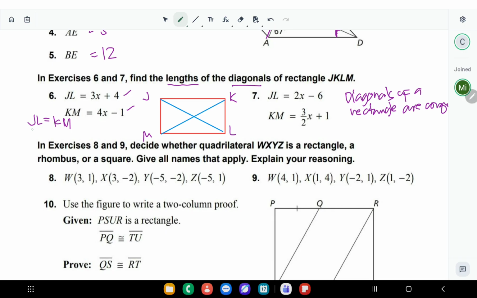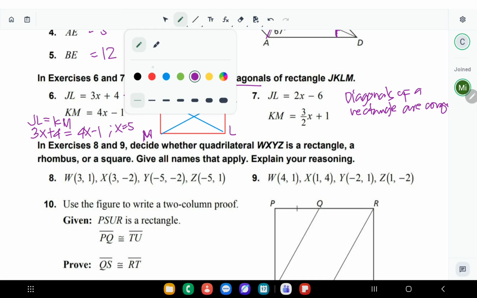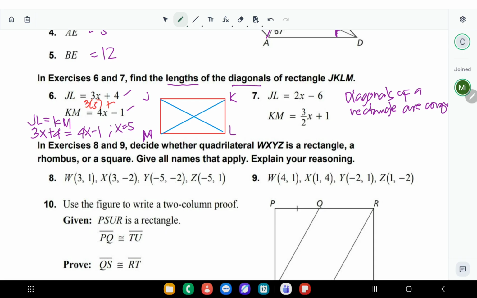So let's solve for x. You want to try this? 3x plus 4 equals 4x minus 1. Can you solve for x? 5? Okay, that's correct. So x here is equal to 5. Now you can solve for JL. You just plug in 5. 3 times 5 plus 4 is 15 plus 4, 19. And then the other one, KM, is 4 times 5 minus 1. Of course, they're equal, it's 19.